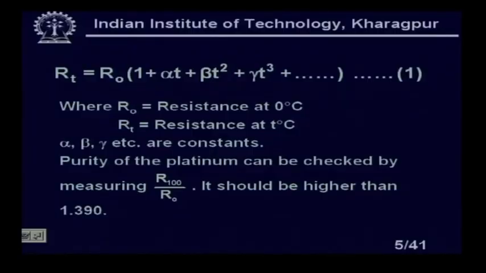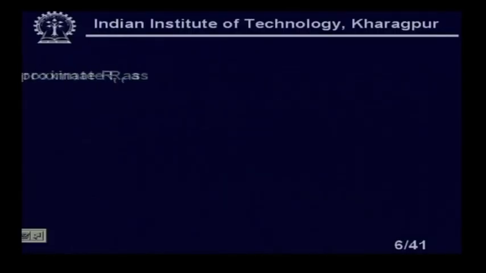So, purity is important, and there is a rule of thumb to check the purity. Once you get the resistance thermometer, you check the ratio of resistance at 100 degree centigrade to resistance at 0 degree centigrade. You measure it, and it should be high. If it is higher than 1.390, it is better.